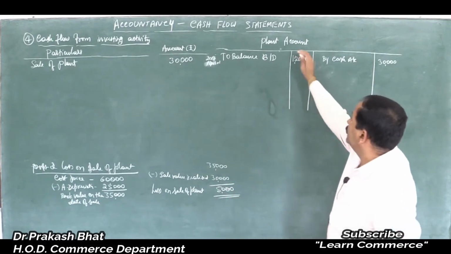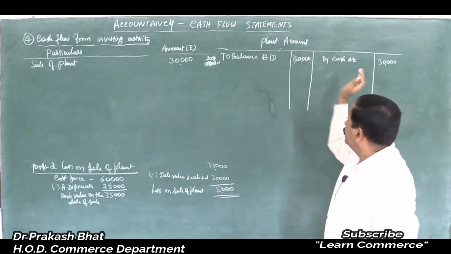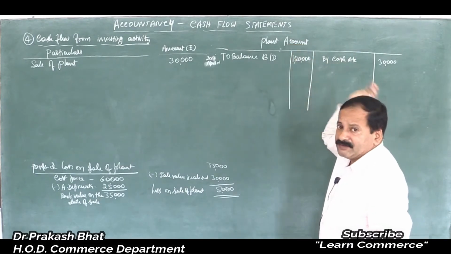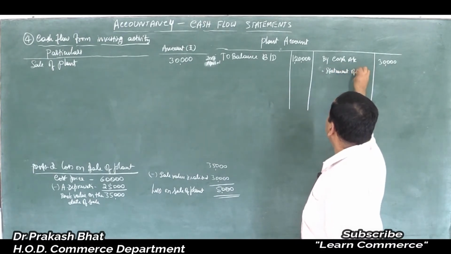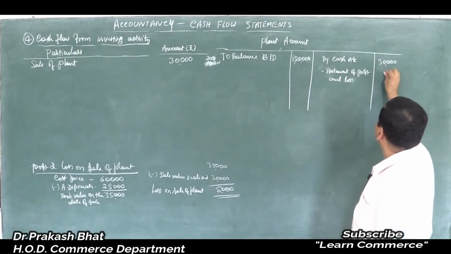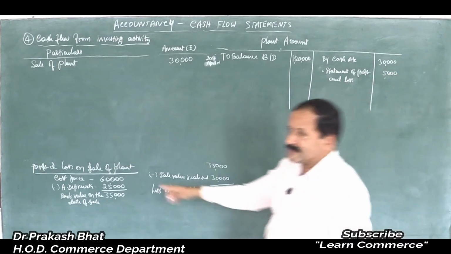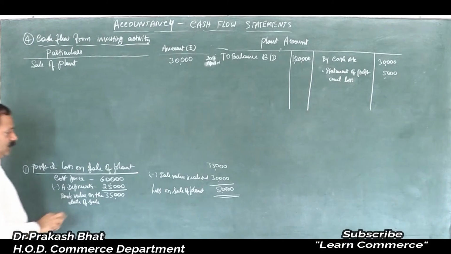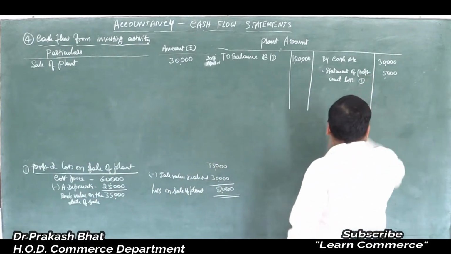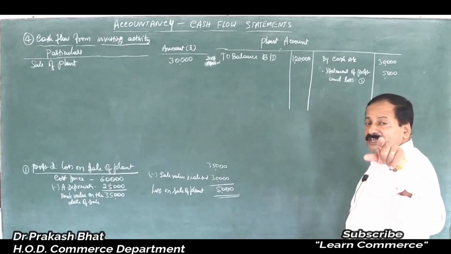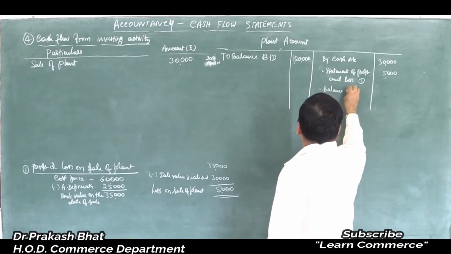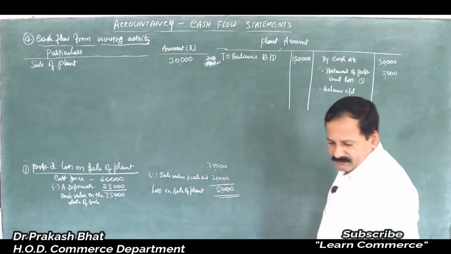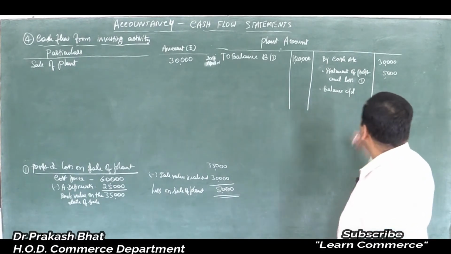Correct? So, statement of profit and loss debtor to plant account. By statement of profit and loss, isn't it? How much is it? 5,000. We have already calculated. You can assign note number 1 to this. Write here note number 1. That's all. Then they gave us the closing balance of plant also, right? So, by balance carried down. How much is it? The closing balance of plant given was 1,50,000. Is that correct?